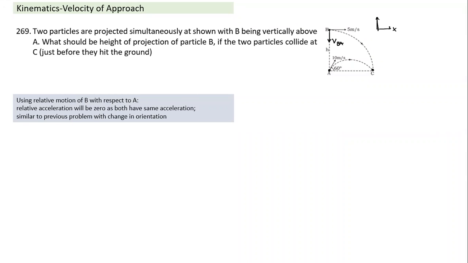First thing, both are projectiles. There's no relative acceleration. For collision, relative VBA should be along minus j cap only. So x components must be equal. What is the x component here? The x component here is 5 meter per second, along the x direction, and this will be equal to 10 cos 60. So 10 cos 60 is equal to 5. That's the condition for a collision to take place, which is already there. So basically, yes, collision will take place.